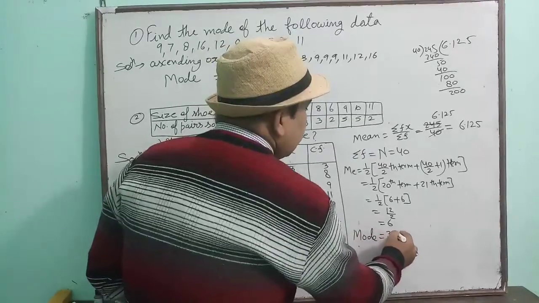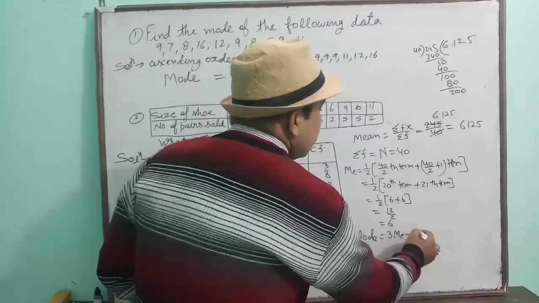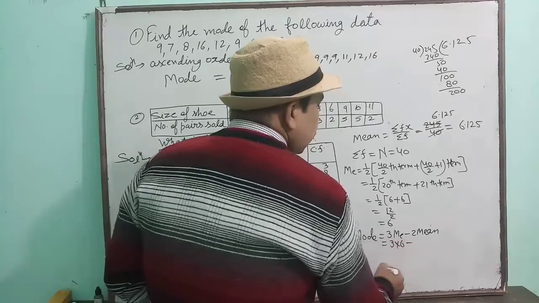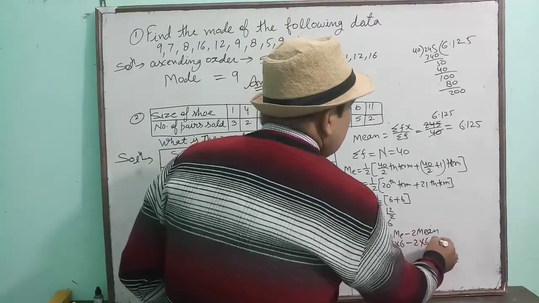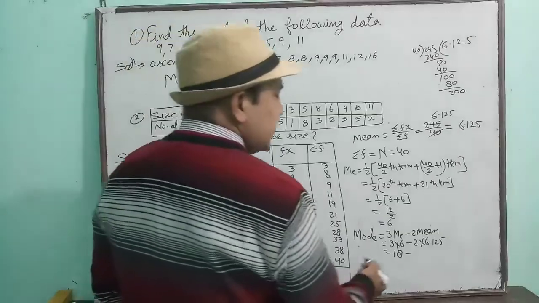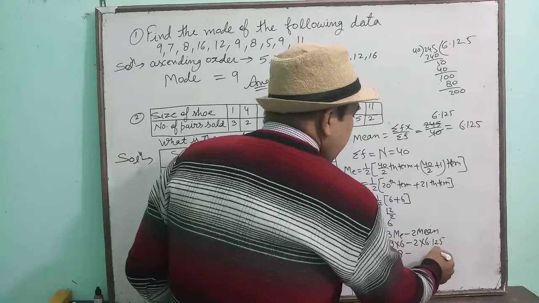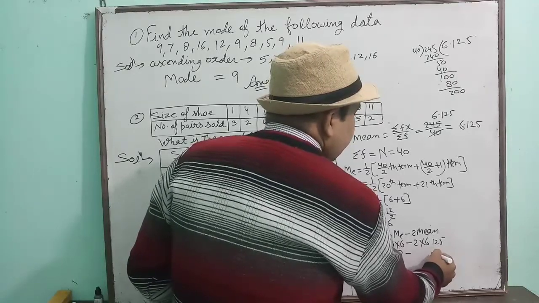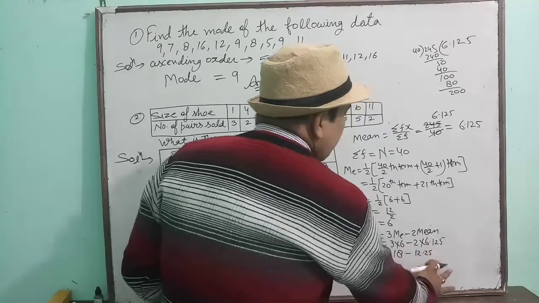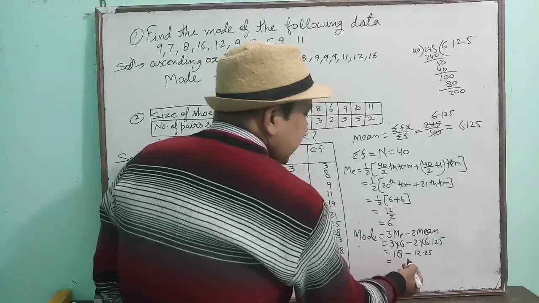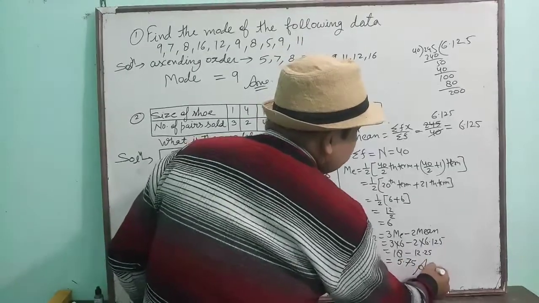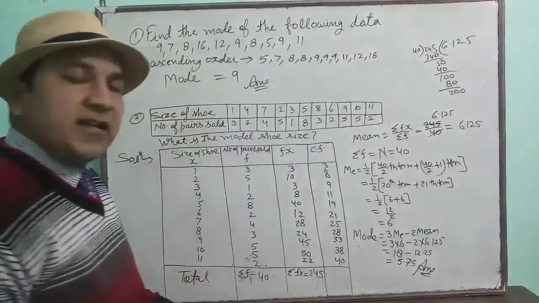Mode is equal to 3 times median minus 2 times mean. Now put the values and calculate it. 3 into 6 minus 2 into 6.125. 3 into 6 is 18, and this one is 2 into 5 is 10, 2 2s are 4, 2 1s are 2, 2 6s are 12, so 12.25. Now subtract and get your answer: 5.75. That means the mode of this is 5.75.